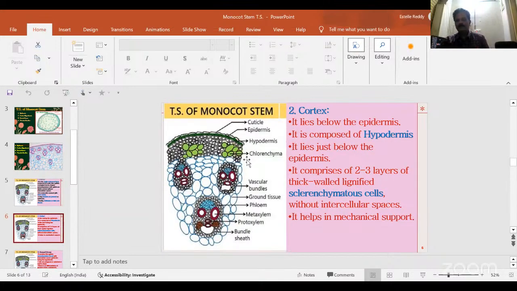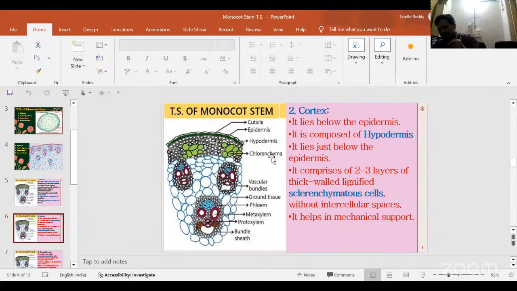The hypodermis in monocot stem is made up of sclerenchymatous cells. It is a sclerenchyma tissue. As you know, sclerenchyma is a dead tissue. It provides mechanical support. In some cases, the hypodermis may also be composed of a few chlorenchymatous cells. Here in the figure, you can see the patches of chlorenchyma.